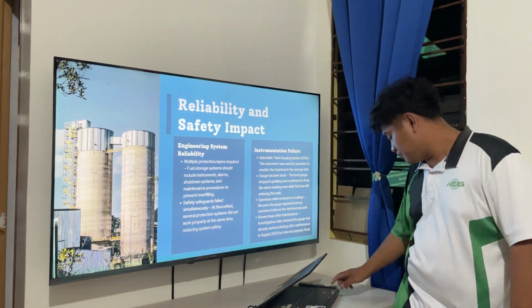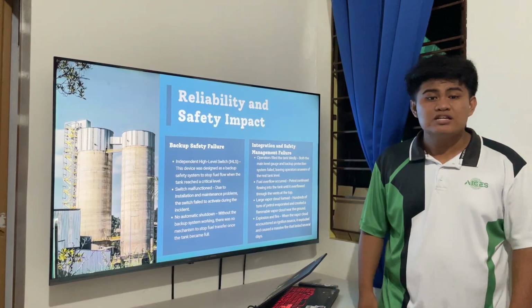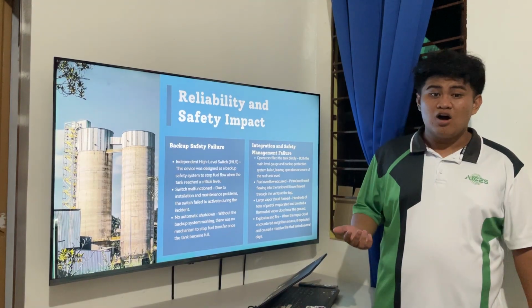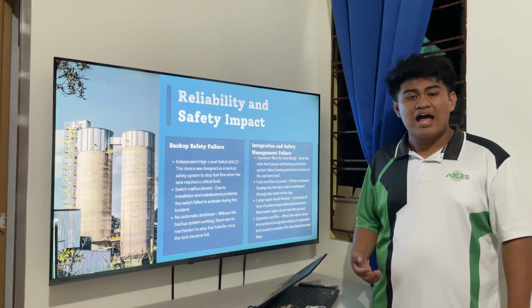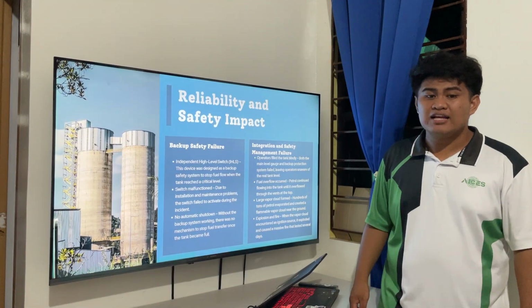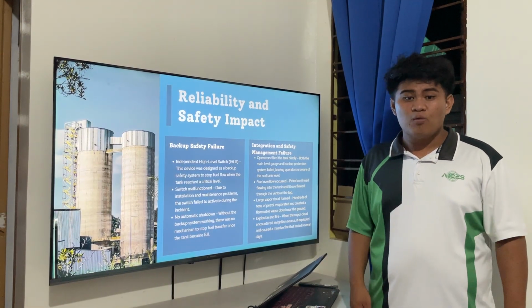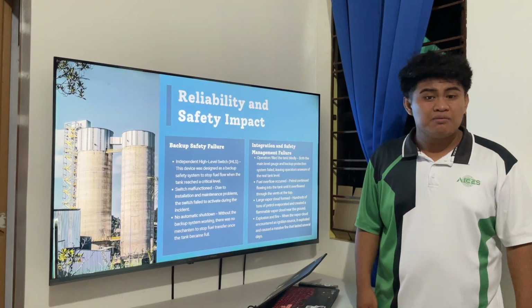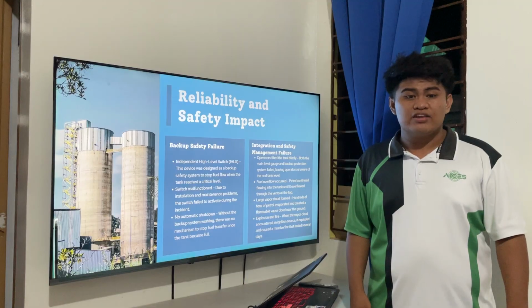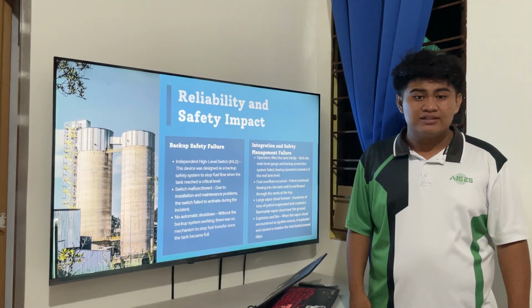So this slide focuses on the failure of the backup safety system. The independent high-level switch was designed to stop fuel flow when the tank reached a critical level. However, due to installation and maintenance problems, it failed to activate during the incident.